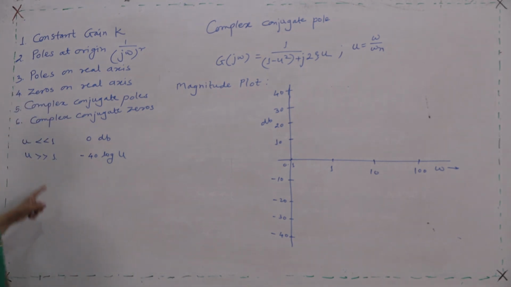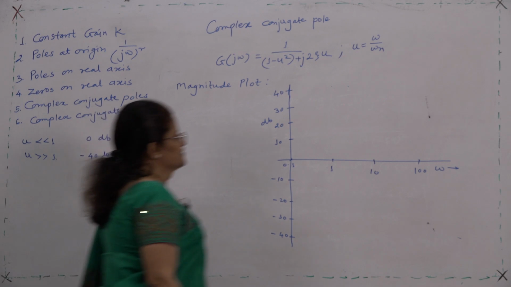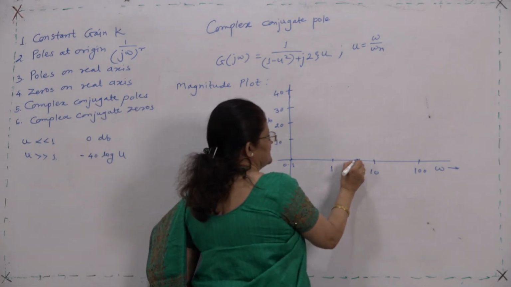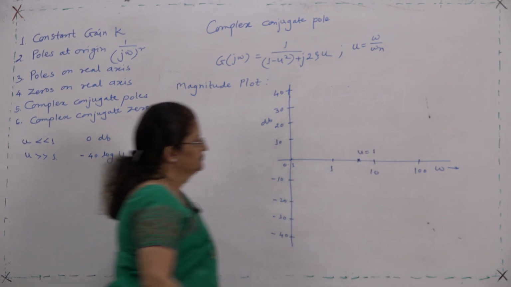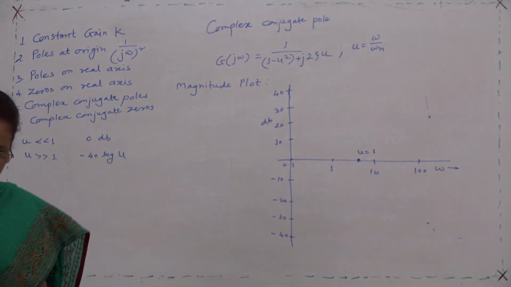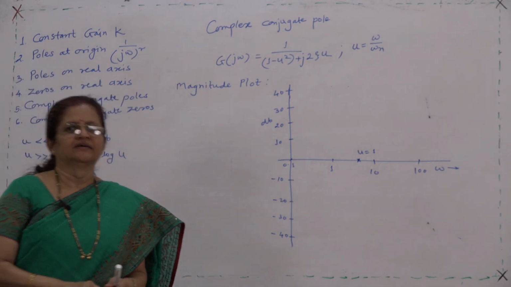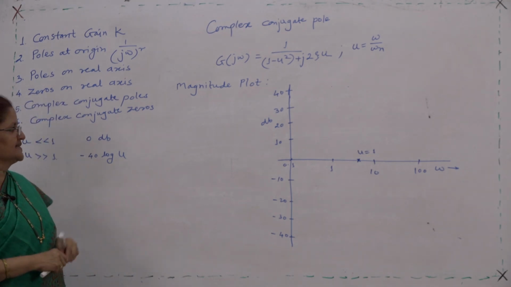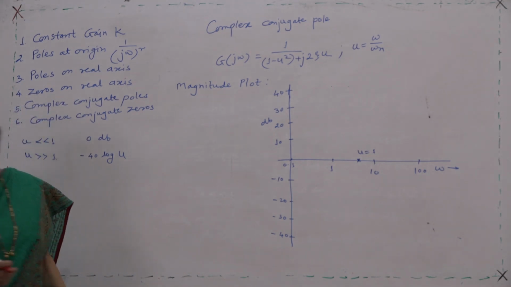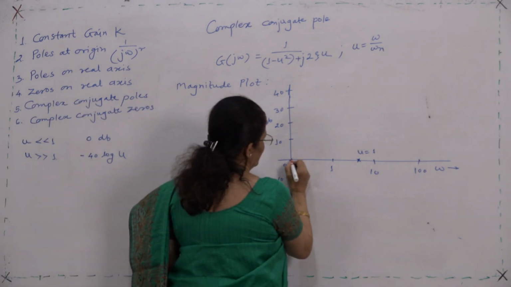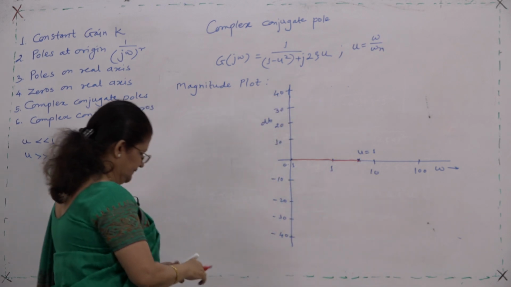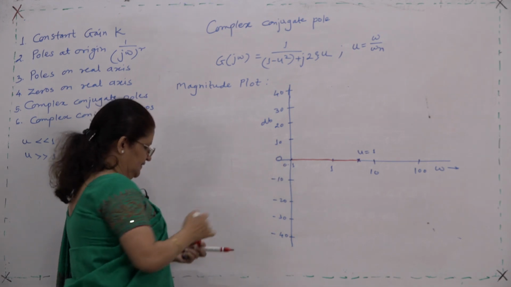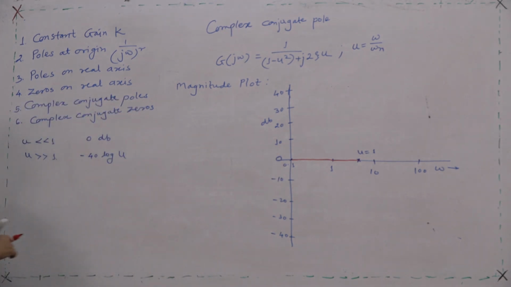Okay. Now, u is your corner frequency. So, consider somewhere here is u equal to 1, that is, omega is equal to omega n. So, when u is far less than 1, we are getting 0 dB. Meaning that you will get the Bode plot, the asymptotic plot, at 0 dB here. This is 0 on the dB scale. So, 0 dB. When u is far greater than 1, it is minus 40 log of u.